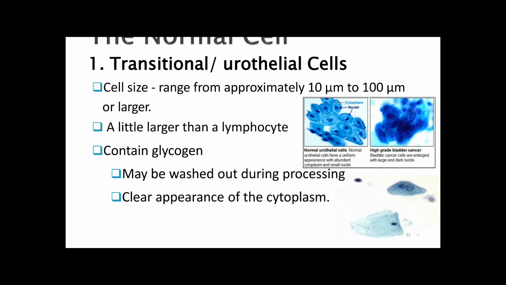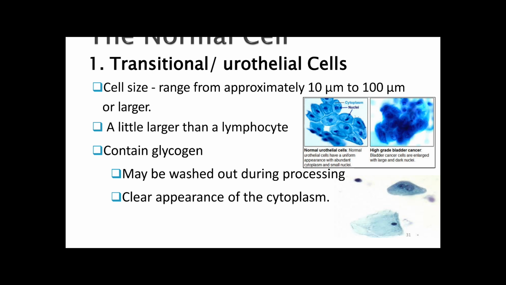So you can see the cell morphology here. Normal urothelial cells have a uniform appearance with abundant cytoplasm and small nuclei. Normally, for mature cells, the NC ratio, nuclear cytoplasmic ratio, is lower. Here you can also see abundant, larger volume of cytoplasm, and the nucleus is very small.